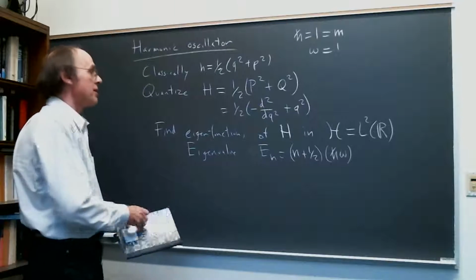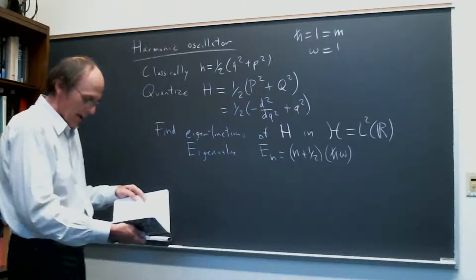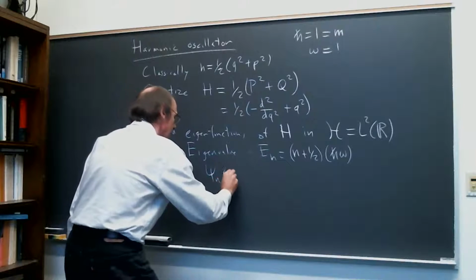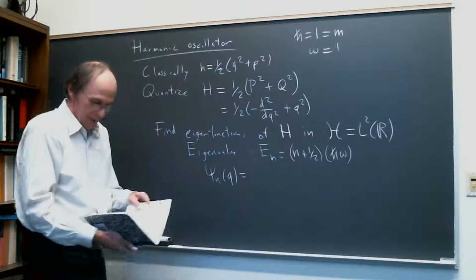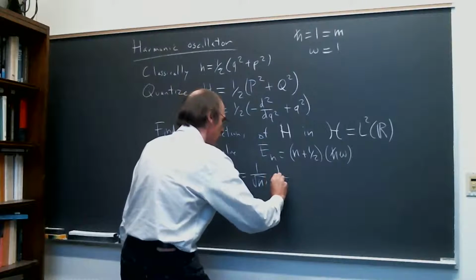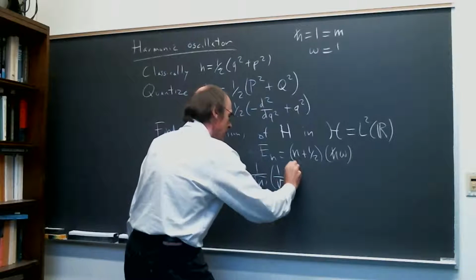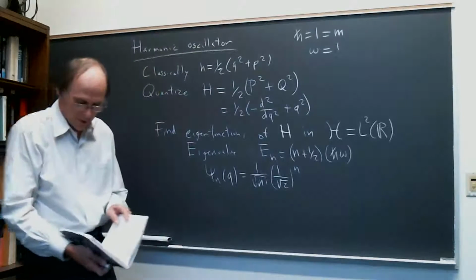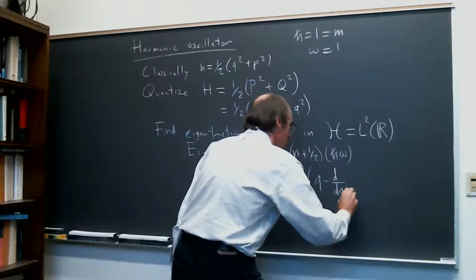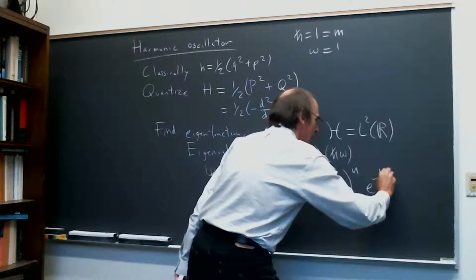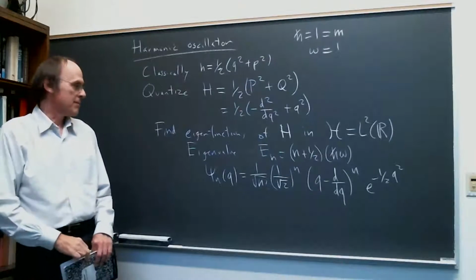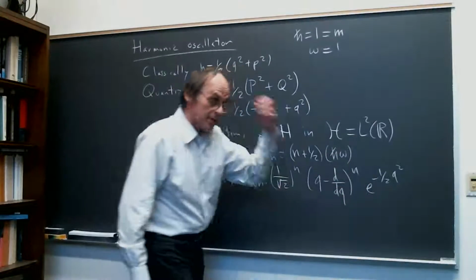Okay, and then if you write out the solutions to this, one way of getting them is that the eigenfunctions psi_n are given, even with the right normalization, by 1 over square root of n factorial, 1 over square root 2 to the n, and then you just apply this differential operator (q minus d/dq) n times, to e to the minus half q squared. So this is maybe the simplest way of writing down these eigenfunctions.